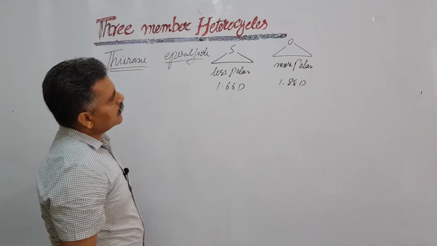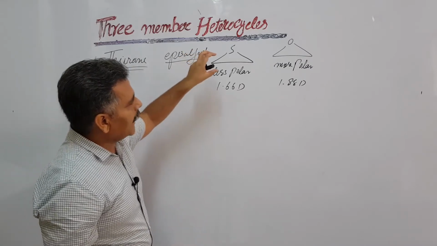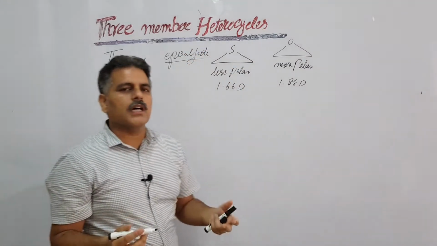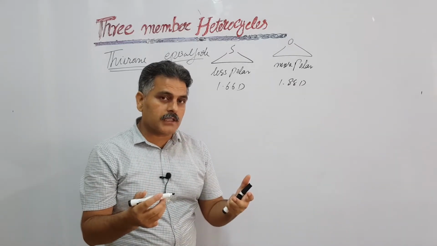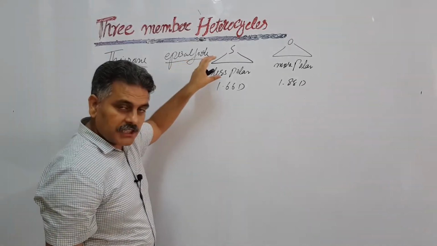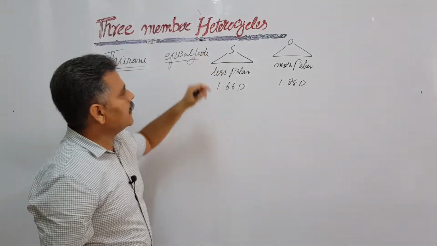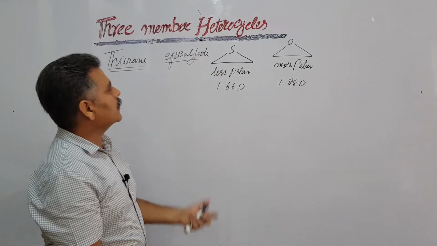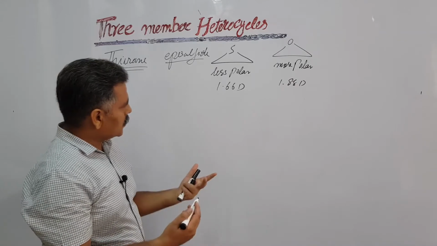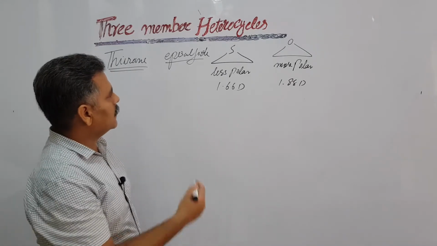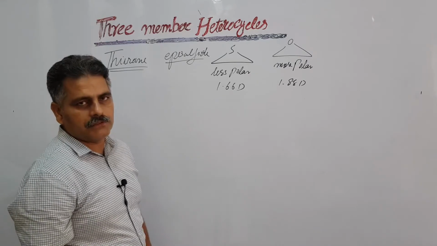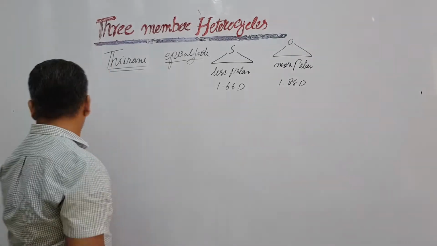But we know that this Thiirane and oxirane both are three-membered heterocyclic compounds, and being a three-membered heterocyclic compound, ring strain is present in case of this Thiirane. So it also undergoes some ring opening reaction, or nucleophilic ring opening reaction. We will discuss later the chemical reactivity of this Thiirane.